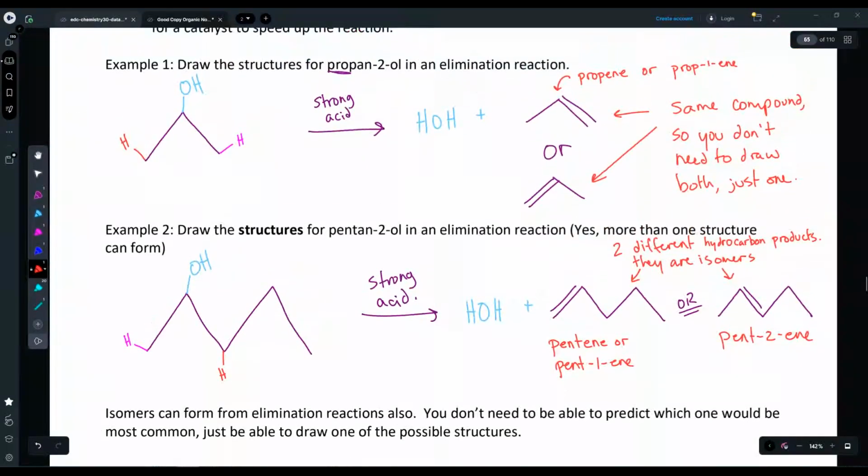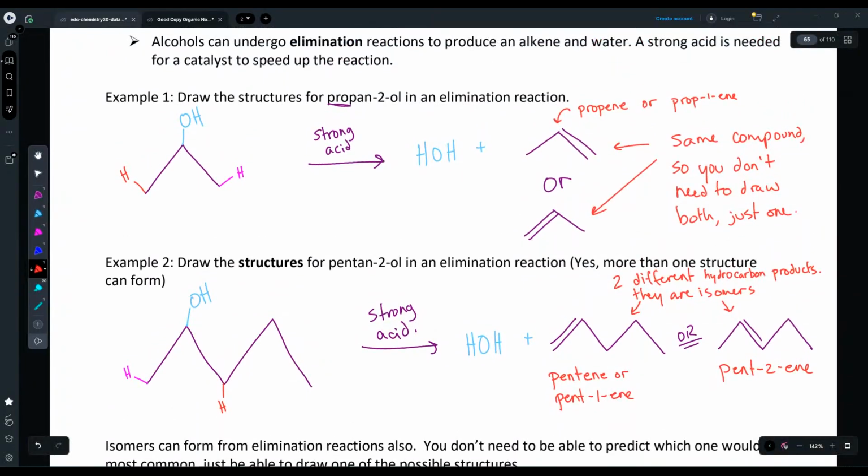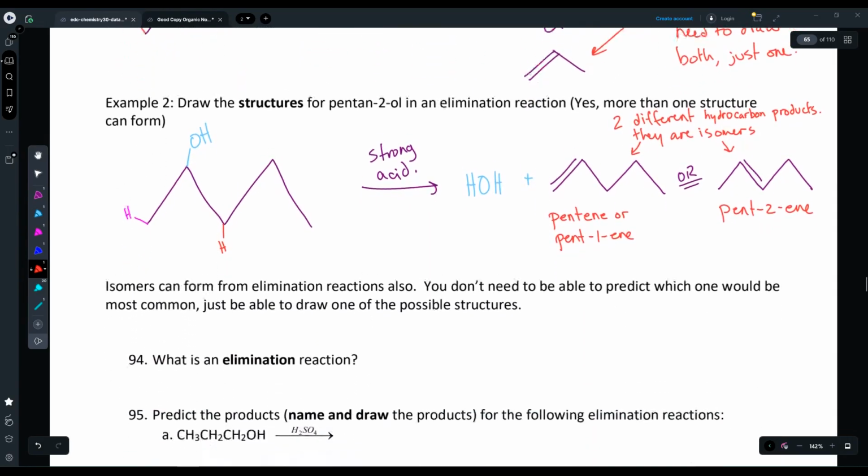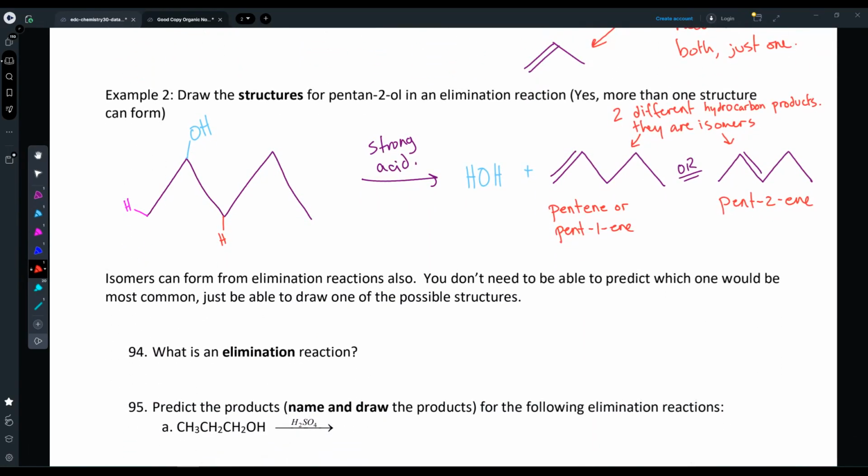But the key idea for elimination reactions, when you have an alcohol undergoing an elimination reaction, is that you're going to produce water and some sort of alkene. So just watch out. Don't forget to write water as one of your products, because that is very easy for students to forget. Isomers can form from elimination reactions also, like we just saw. You don't need to be able to predict which one would be most common, but you do need to be able to draw at least one of the possible structures.